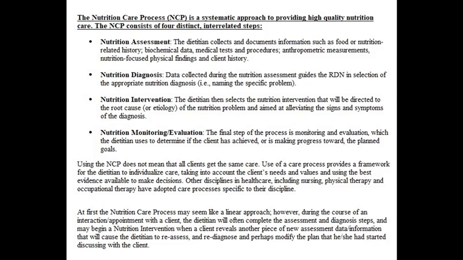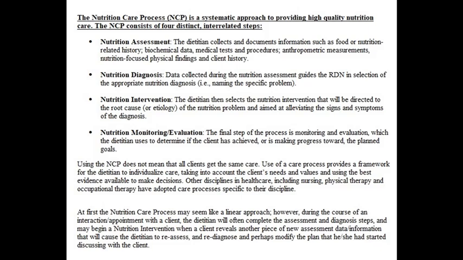Okay, so assessment, diagnosis, intervention and monitoring. So it's easy. You need to assess the patient, his nutrition related history or his clinical history or his biochemical data, medical test. Okay, on that you get the clinical findings, then you get the diagnosis. For example, if the patient is suffering from diabetes, okay, and he is having a CBG of, let's say, more than 140 mg per dl.